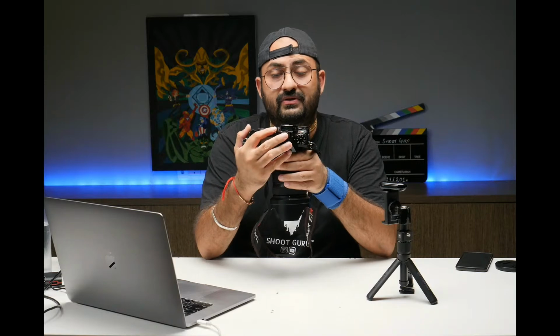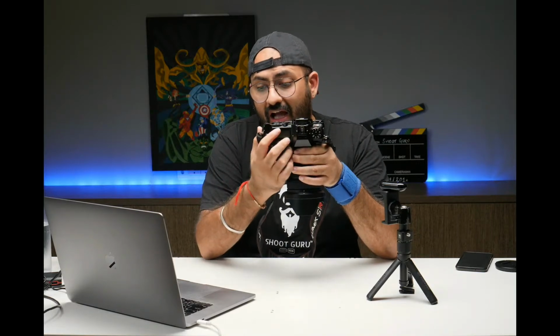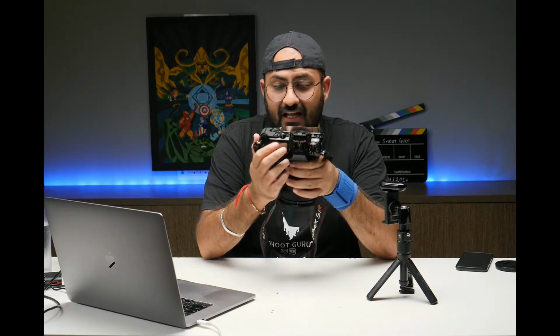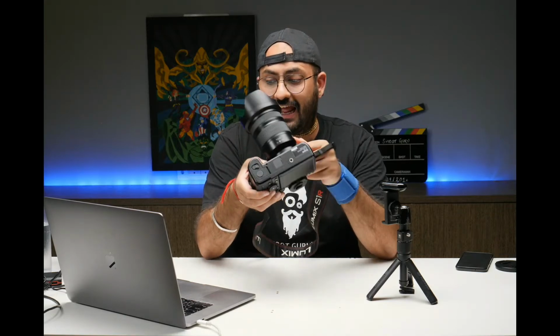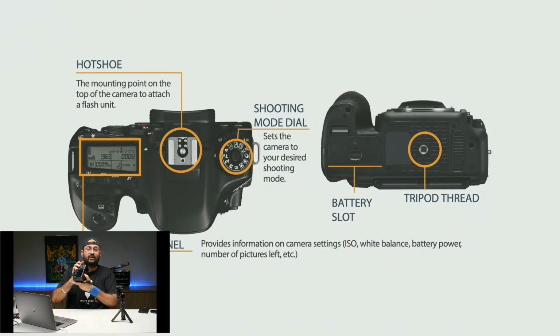This is the connector where you connect your speed light and sometimes even mics. You have an LCD control panel display, and of course the battery slot and the tripod head. Now this is called the tripod head on the bottom because this is where the tripod base plate goes, and you have a small screw thread over there which allows you to connect any kind of tripod to your camera.